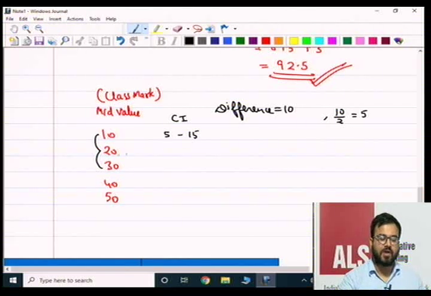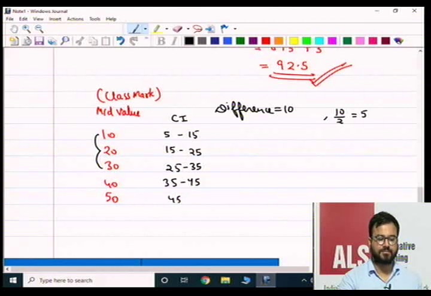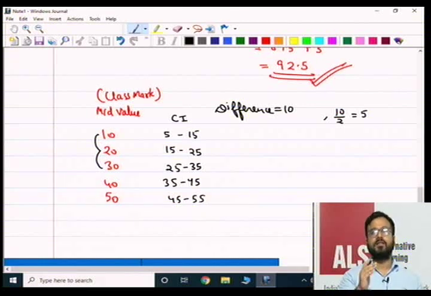So this 5 to 15 will become the class interval for the mid value 10. Similarly, subtracting 5 from 20 will become 15, adding 5 to 20, similarly this one, similarly this, and in the last this. So in this way we can convert the data given in the form of mid values into the class interval, and then we can proceed in the normal way. Is this clear how we can convert the mid value to the class interval? Just take the difference of the consecutive mid values, take half of the difference and subtract and add to get the lower limit and the upper limit respectively.